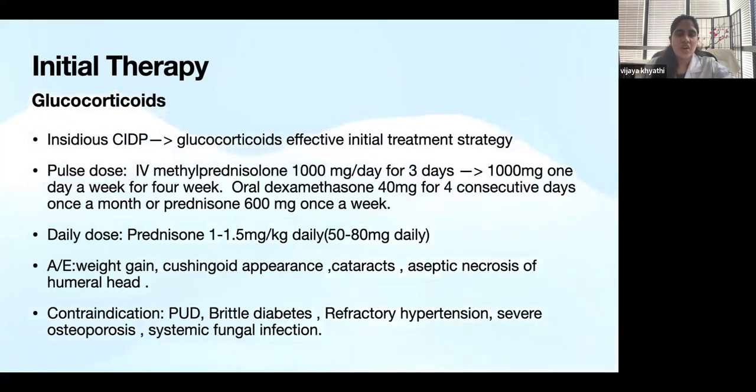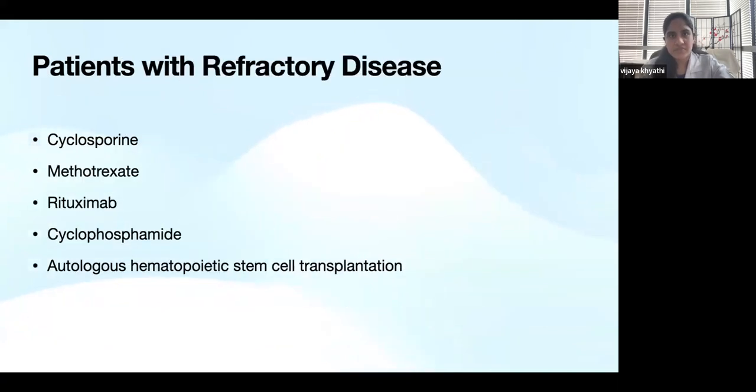Adverse effects are similar to those of patients who take glucocorticoids for longer times, like weight gain, cushingoid appearance, cataracts, and aseptic necrosis of the humeral head. Contraindications are peptic ulcer disease, brittle diabetes, refractory hypertension, severe osteoporosis, and systemic fungal infection.